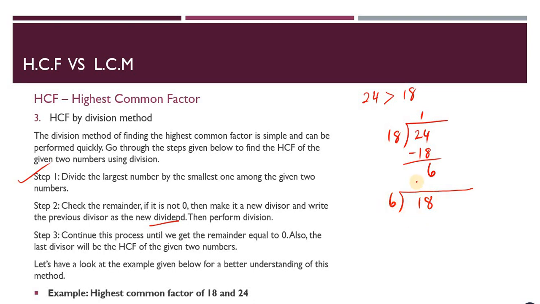6 goes into 18 3 times, and 3 times 6, or 6 times 3, is 18. Then we're going to subtract, and we'll get 0. Now it says here, once we get 0, then the last divisor will be the HCF, the highest common factor of the two given numbers. So 6 is our last divisor, hence it is the HCF, highest common factor of both 18 and 24.